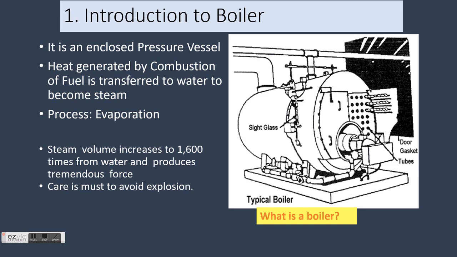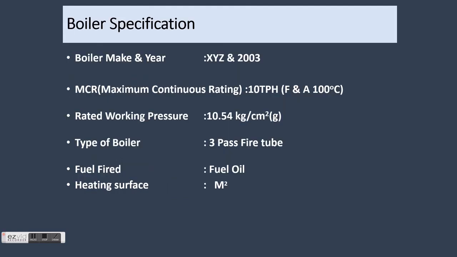Then next is boiler specification. The heating surface is any part of the boiler metal that has hot gases of combustion on one side and water on the other. Any part of the boiler metal that actually contributes to making steam is heating surface.